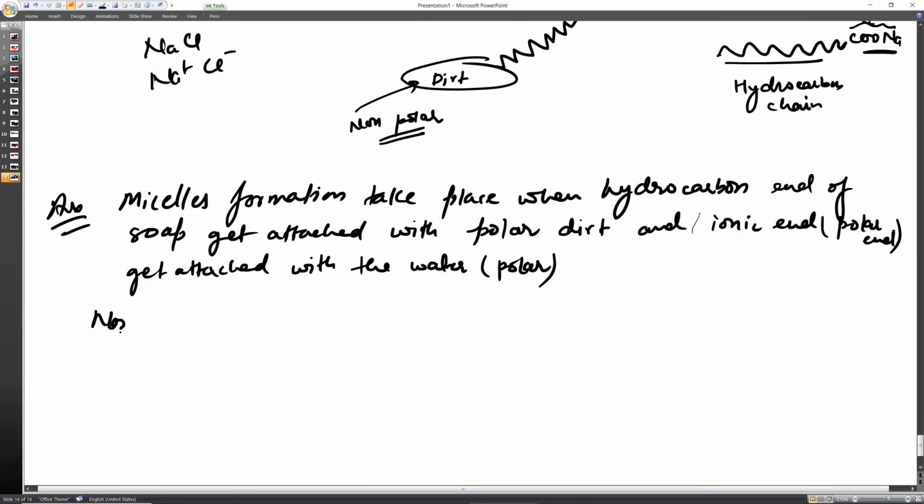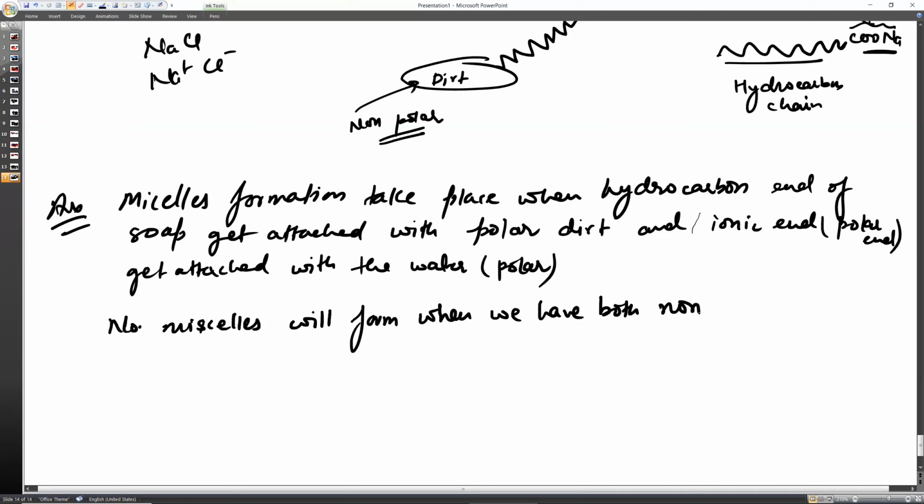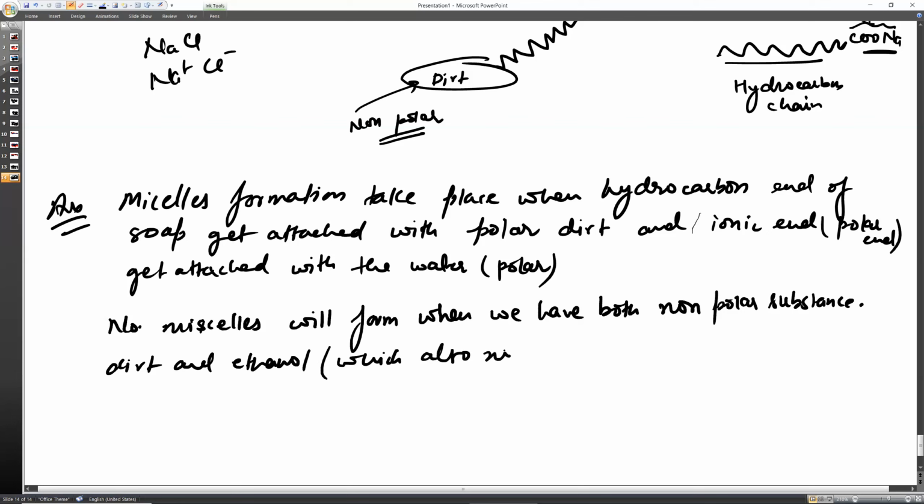No micelles will form when we have both non-polar substances, non-polar dirt and ethanol, which is also non-polar.